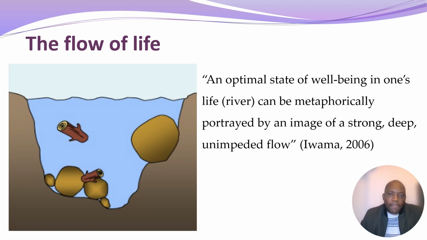According to Michael, an optimal state of well-being in one's life can be metaphorically portrayed as an image of a strong, deep, unimpeded flow. So when the person is experiencing health and well-being, if we look at the river metaphor, it means the river is flowing unimpeded and there is a strong flow and the river is deep. So that will be the aim when we are providing interventions using the Kawa model: to achieve an unimpeded, strong, deep flow.